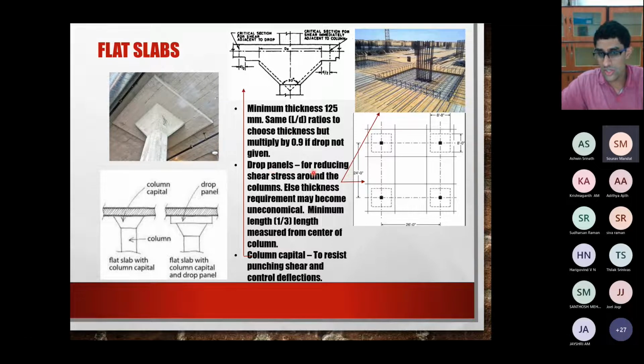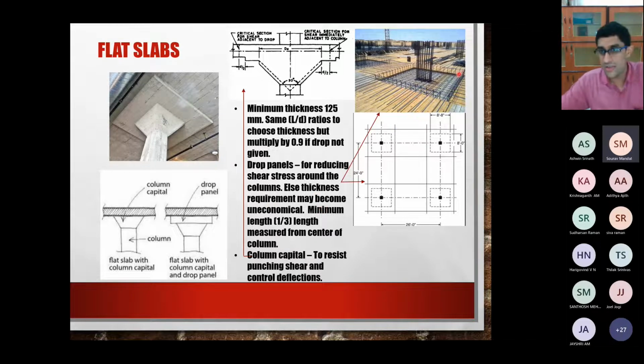So how about drop panels? How do you decide them? You can see before the concrete is poured, this is where the slab will come, and around the column they have given this small pit, where they pour the concrete and have an additional thickness around the column, in order to get this. So this is the drop panel, the column, and here the slab will come. It's basically for reducing the shear stress around the columns, or else if you don't give this, sometimes the thickness required may become a bit uneconomical.